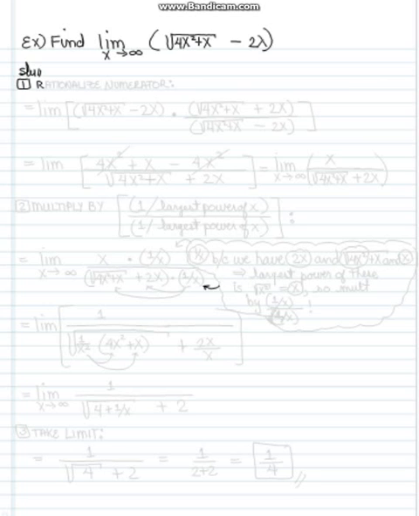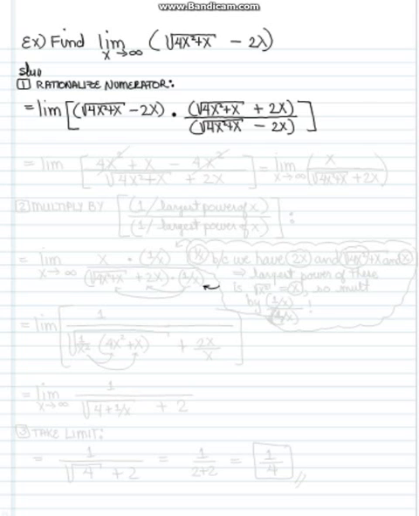The first thing we're going to do is rationalize the numerator, get the radical out of the numerator by multiplying by the conjugate over the conjugate. So we have the limit of the original function, square root of 4x squared plus x minus 2x, times the conjugate, square root of 4x squared plus x plus 2x, over itself, the square root of 4x squared plus x plus 2x. That's a typo. It should be a plus on the bottom, the same as the top.